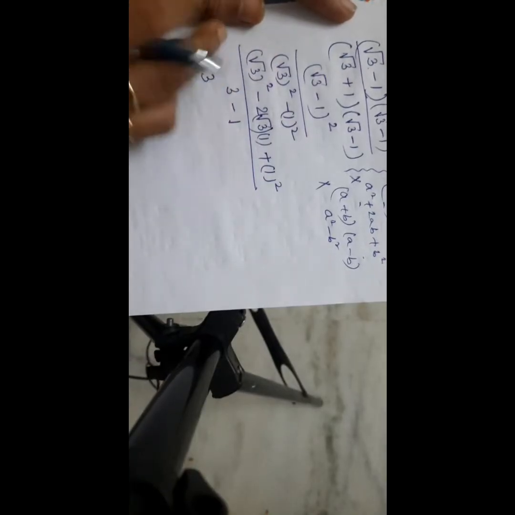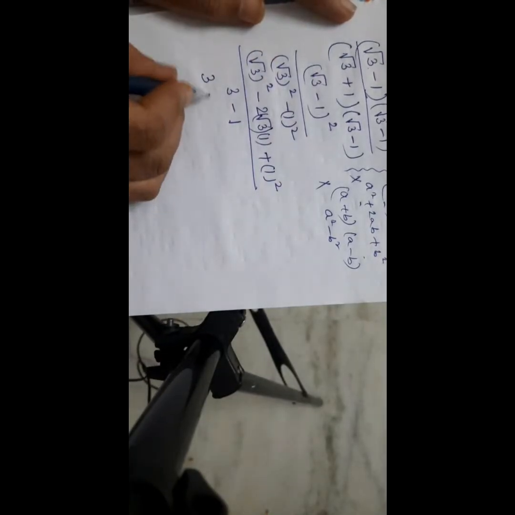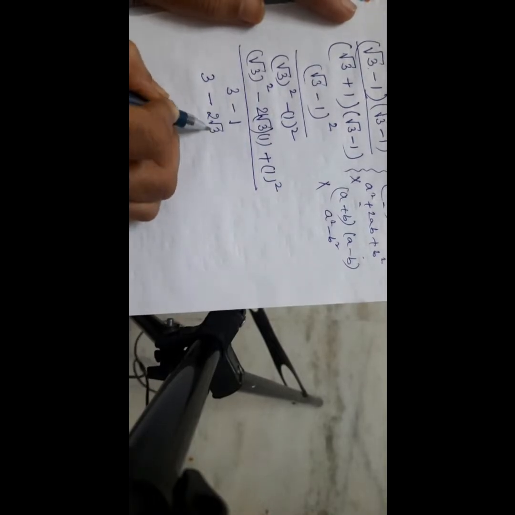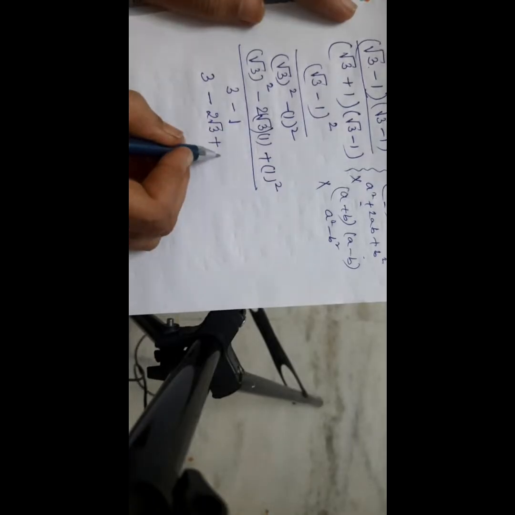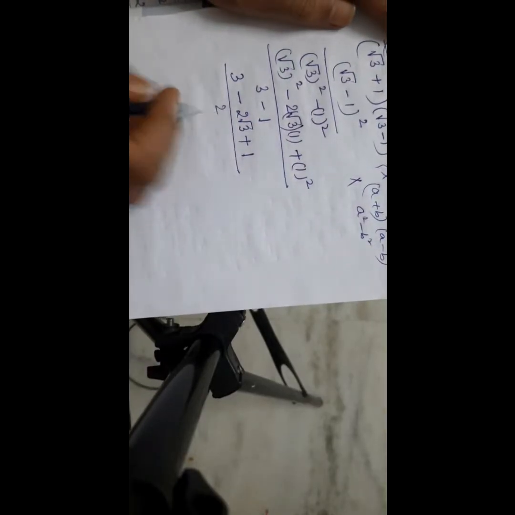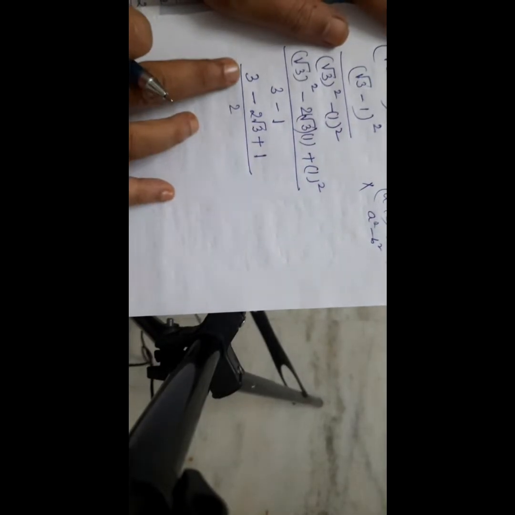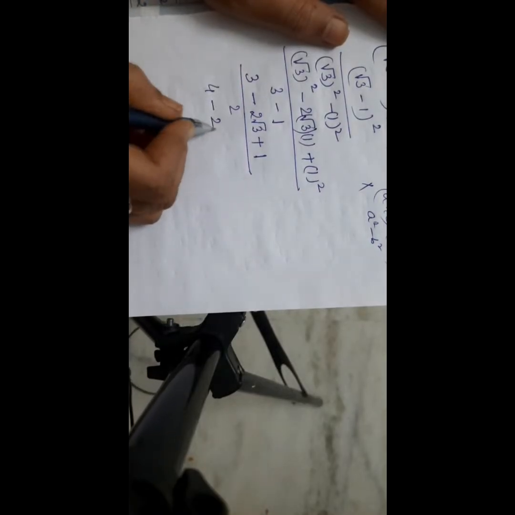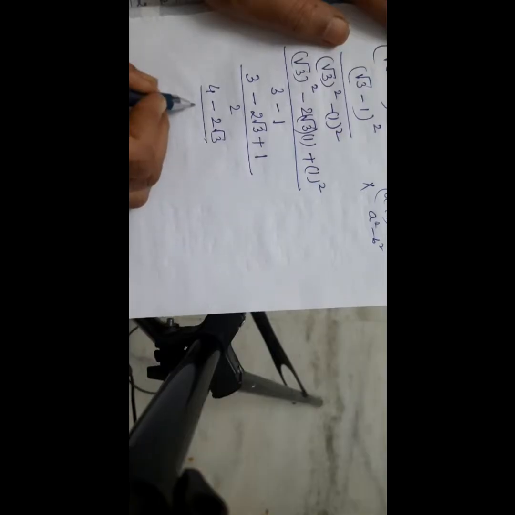Whenever we are making a square, we remove the root. Minus 2 multiplied by root 3 is 2 root 3. 1 square is 1. 3 minus 1 is 2. So here it will be 2. Now add the numbers. 3 plus 1 is 4 minus 2 root 3, divided by 2.